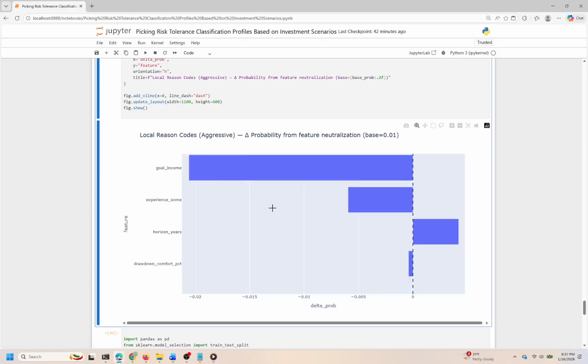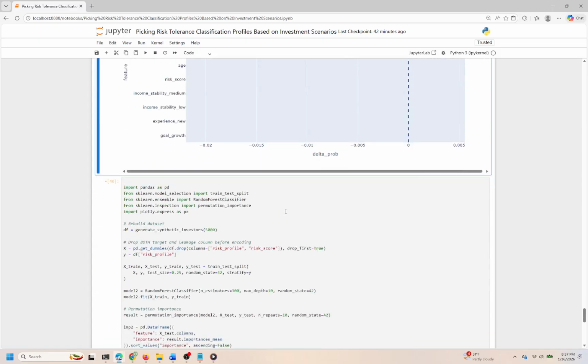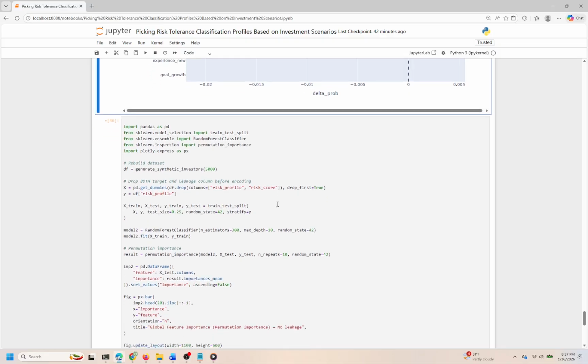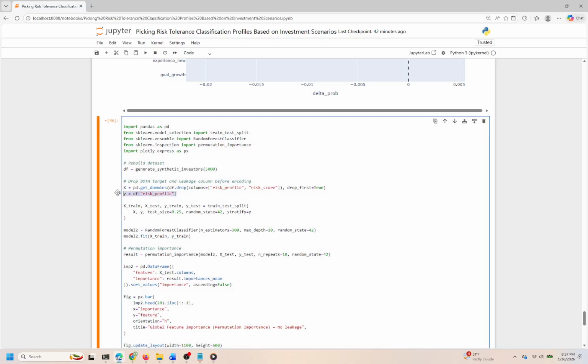Cell 15. In this cell, we're diving into a key step in machine learning, assessing the importance of various features in predicting a target variable. Specifically, we're leveraging a RandomForest classifier to gain insights into how different attributes impact our ability to predict the risk profile of synthetic investors we've generated. This process is crucial because understanding feature importance helps refine models and make informed decisions based on data.